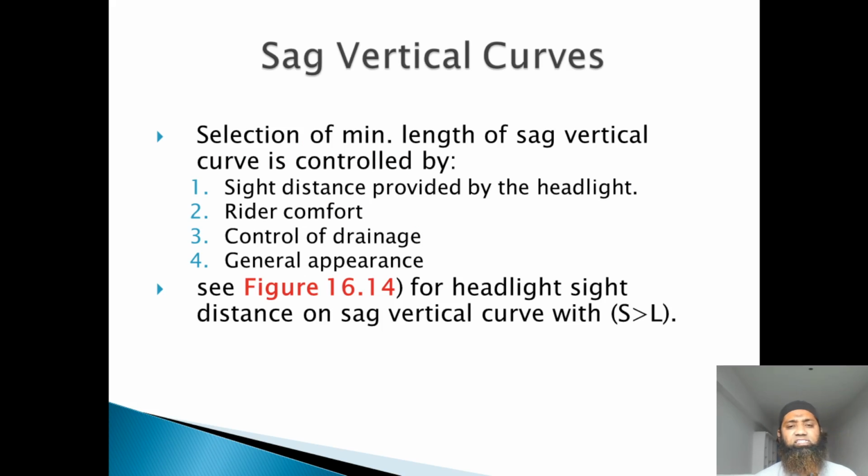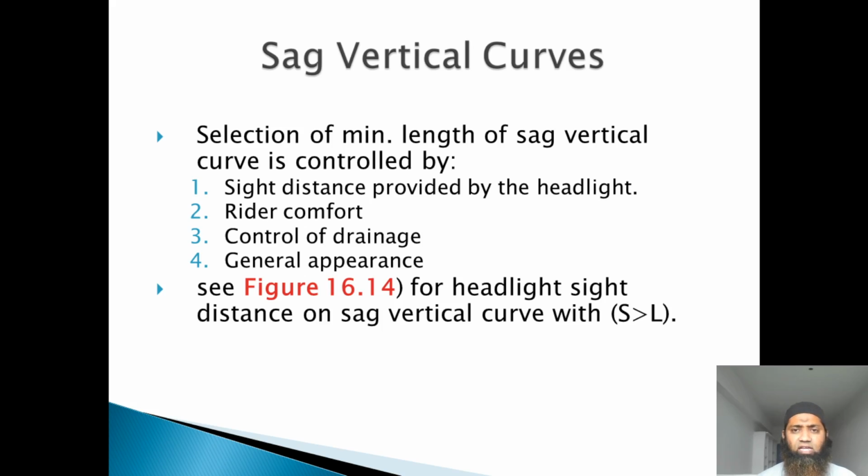Now you can see sag vertical curves. Selection of minimum length of sag vertical curves is controlled by certain factors. How do we design the sag vertical curves? What are the factors that should be seen for designing sag vertical curves? The first one is sight distance provided by the headlight. What is the sight distance that is provided from the headlight?